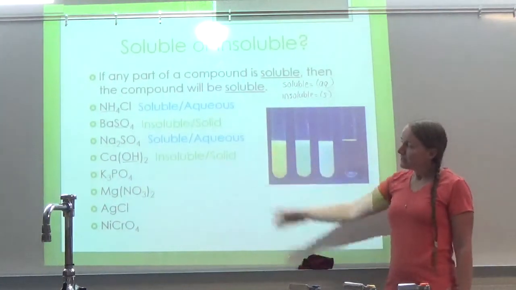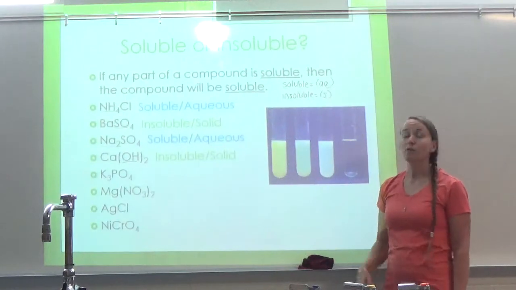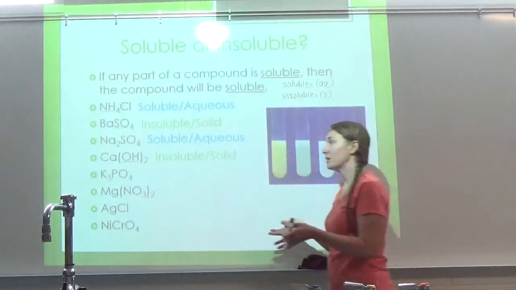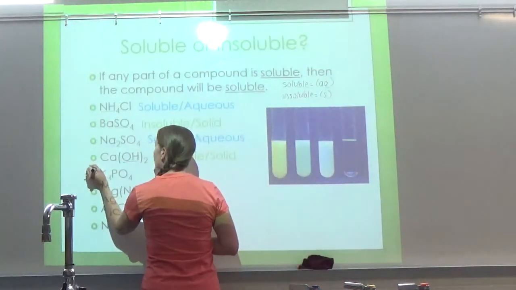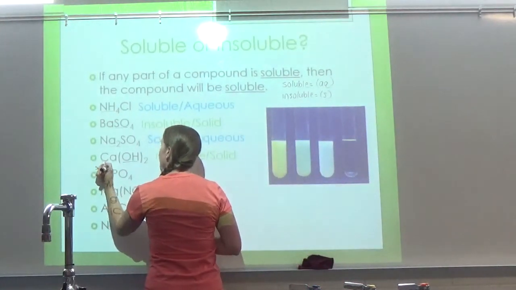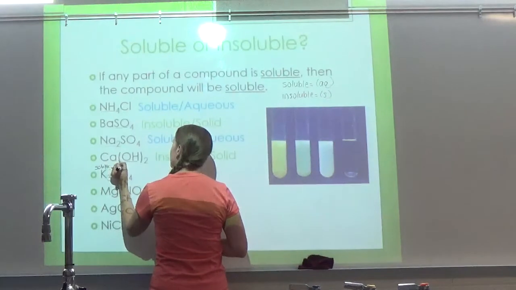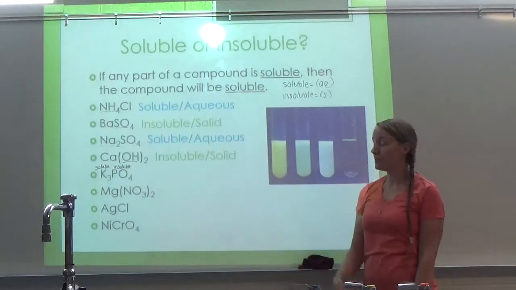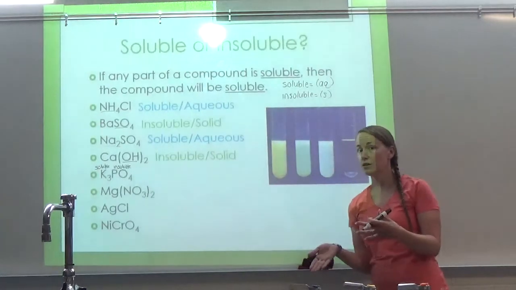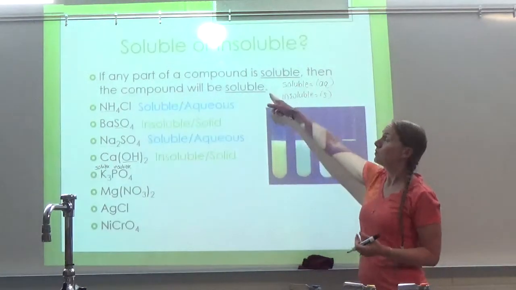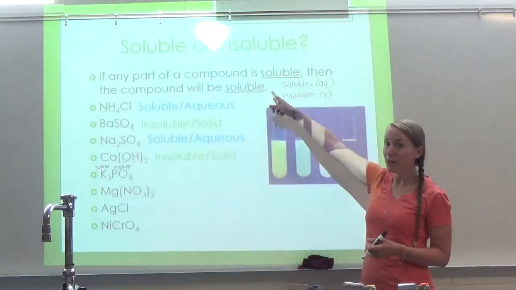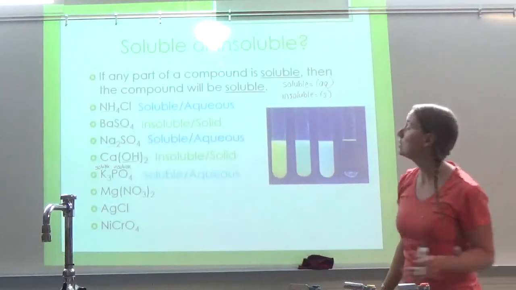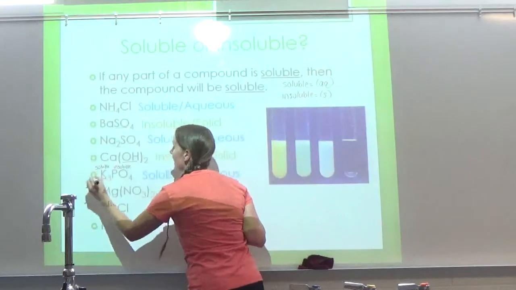All right, next one, K3PO4. So this one gets a little tricky. K is a group 1 alkali metal, and so K is soluble. However, if you look at the bottom, PO4 is insoluble. So here we have a soluble and an insoluble. So what's going to happen? Well, remember what I said. If somebody wants to break up, it's going to break up. So this one would end up being soluble because K is soluble.